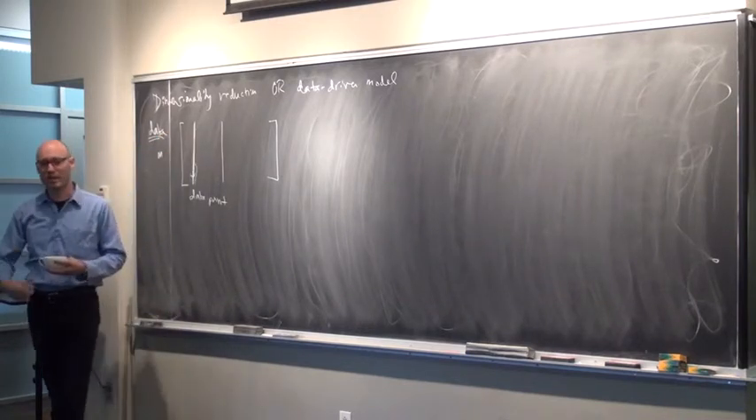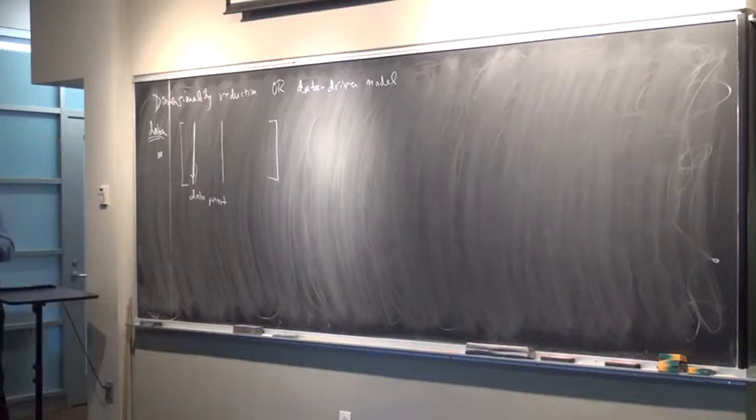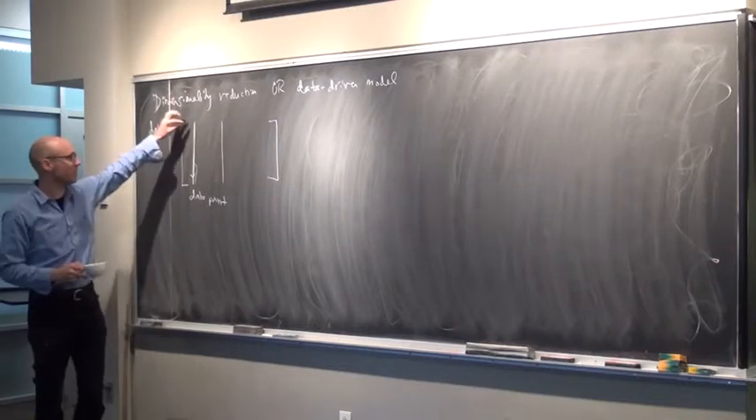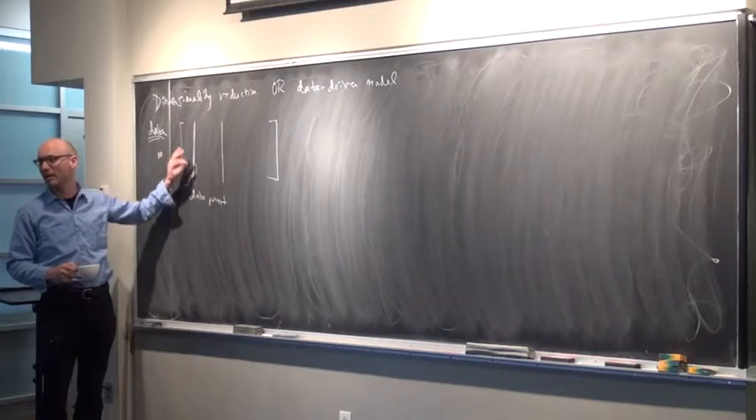Or another idea is it might be spectroscopy. It might be that you've taken spectra of stars, and each one of these is a spectrum of a star. There's all the fluxes at all the wavelengths, and here's the next star.